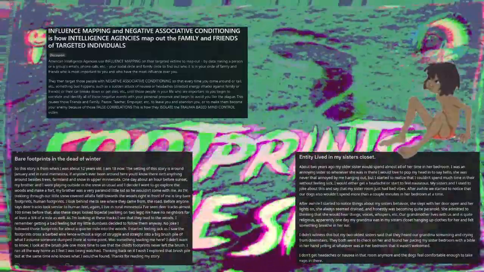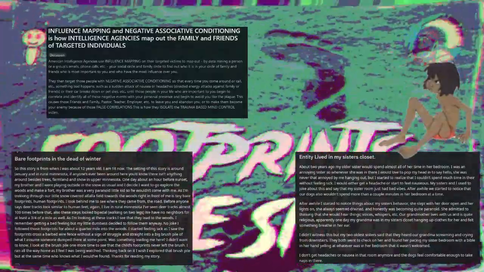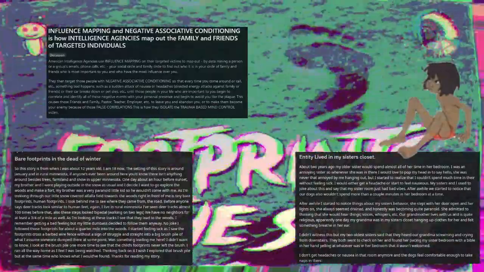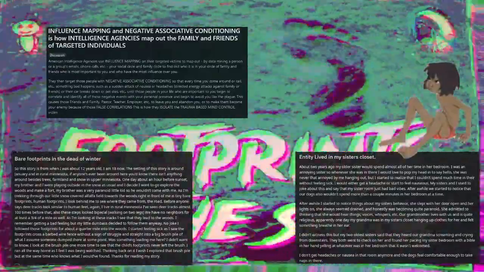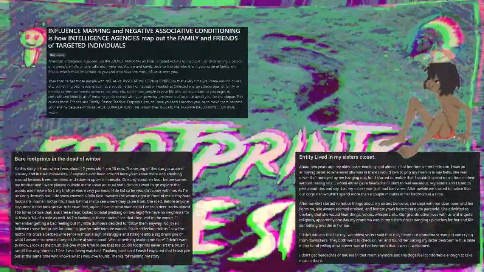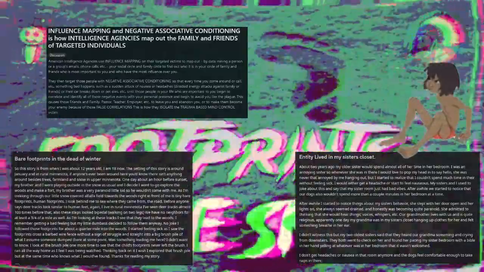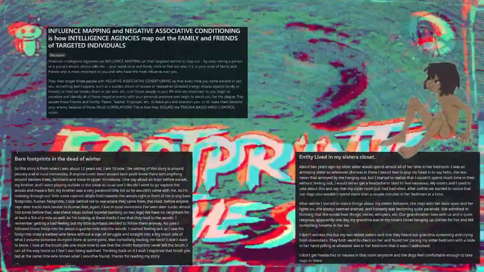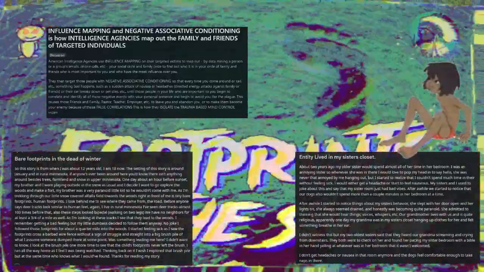No, all that is necessary to fully isolate the trauma-based mind control victim is to map out their social circle. Finding out who is important or influential in their lives, and then utilize influence mapping and negative associative conditioning in order to isolate them from family and friends and any support networks they may have or seek to build, such as church, school, etc.